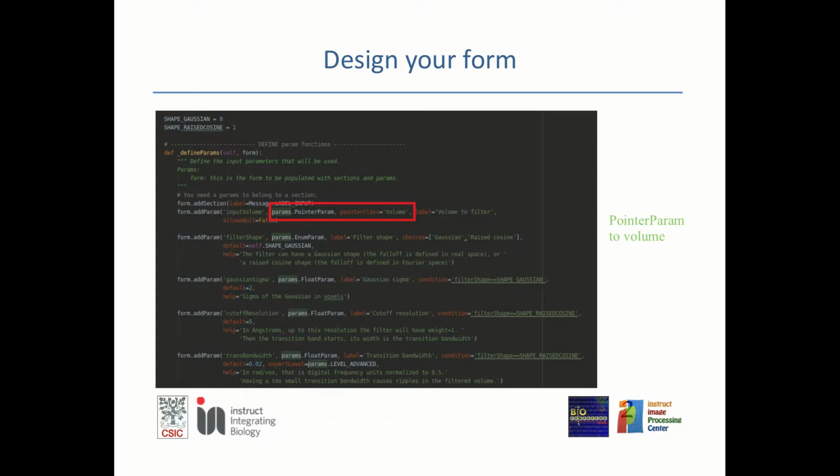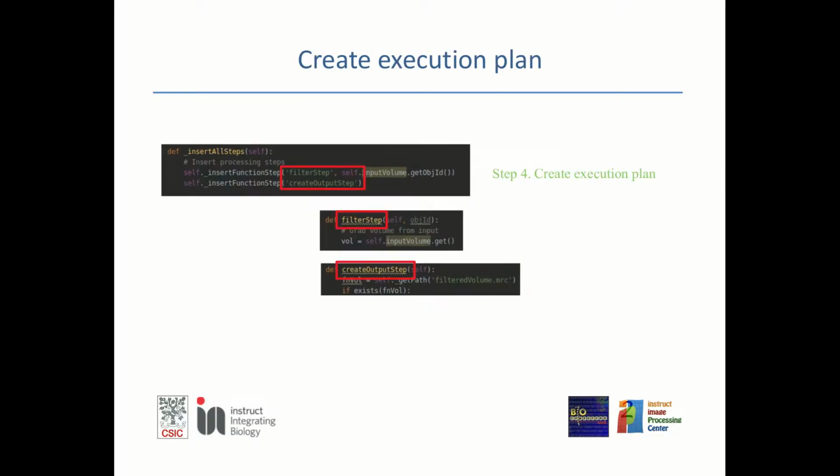Okay, so these are pointer params. The next thing is to create an execution plan. So remember that in Scipion, the planning and the execution are separated. First you define which functions you will execute, but at this point you are not executing yet. Then you give this plan to the workflow engine, and the workflow engine will execute it. So at this point we are creating the plan.